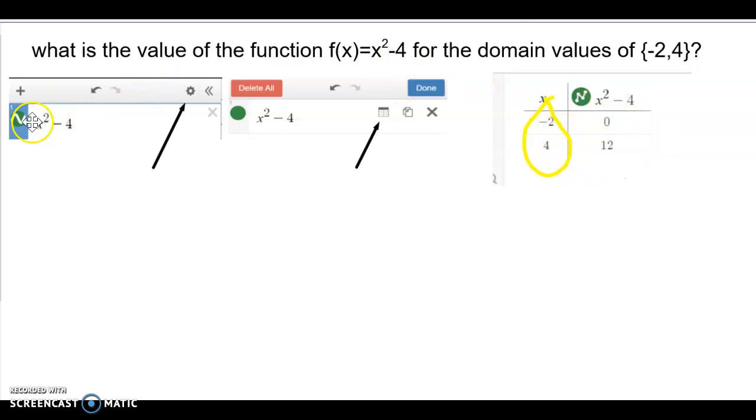So you just go to Desmos, you type in your x squared minus 4, you click on your settings, you click on your table, and then you type in whatever x values or domain values you have in your x column or domain column. So it's asking me for -2 and 4. So I type in -2 and 4. So the value of the function when x equals -2, 0 can be an answer. And the value of the function when x equals 4, 12 can be my answer. All right.